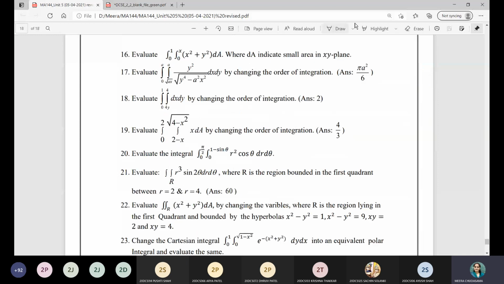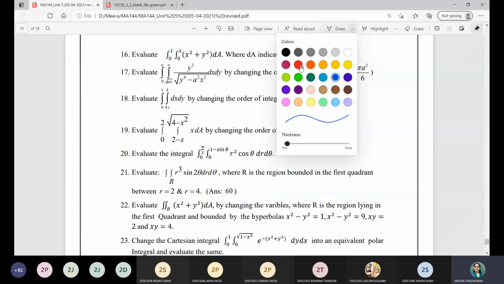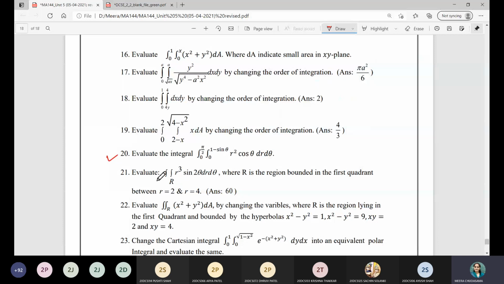Yes, you can try 20. Evaluate the integral 0 to pi by 2, r varying from 0 to 1 minus sine theta, r square cos theta dr d theta. Order is also given, limits are also given. I am giving you 5 minutes, quickly solve it and let me know the answer.